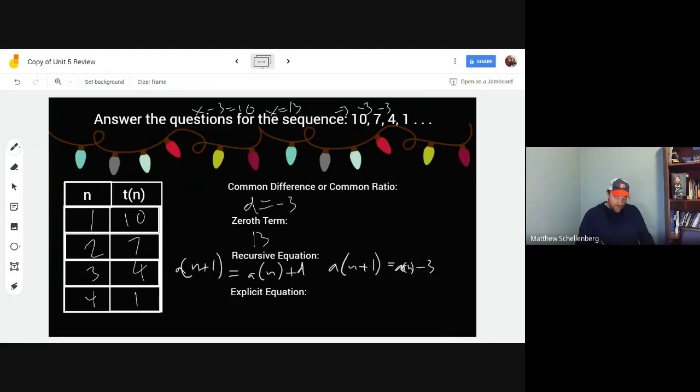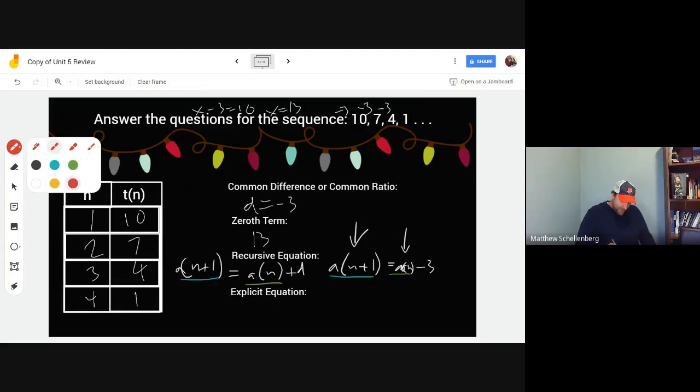And so this right here is just a of n. This is a of n plus 1, right? That's the same as this right here. And this right here is the same as this right here. And then that d just became -3, because what is d? d is the common difference. And here we found that the common difference was -3, actually right here. So that's all you have to do for recursive. Recursive doesn't tell you how to find the 18th term. It just tells you how to find the next term. So you don't really know what came before. You're just finding the next term.